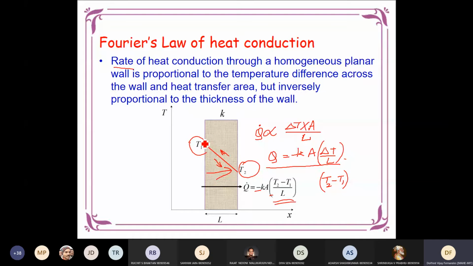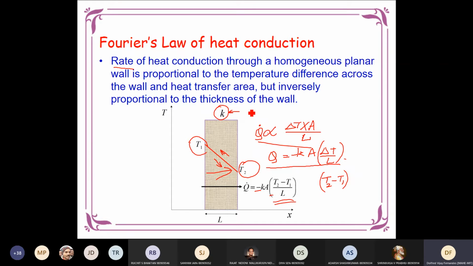Again, one more thing here is the proportionality relationship: Q is proportional to delta T into A by L. That depends on the material of the wall. So the thermodynamic property that gives the correct estimate of heat transfer is the thermal conductivity. These are experimentally found details.